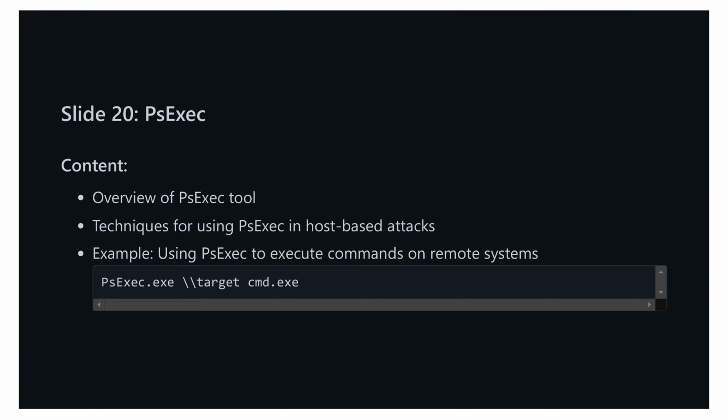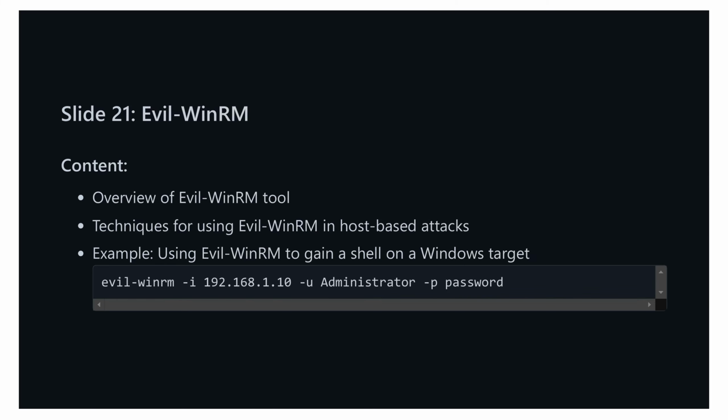In the next slide, we will talk about another powerful tool, Evil-WinRM, and how it can be used in similar ways to gain unauthorized access to Windows targets. Let's move forward to slide 21. On the previous slide, we explored PsExec, a useful tool for executing commands on remote systems. We discussed its overview, techniques for usage, and provided an example command to execute on a target system using PsExec.